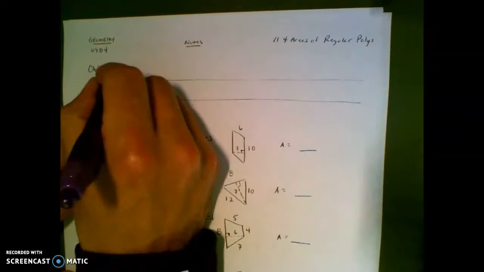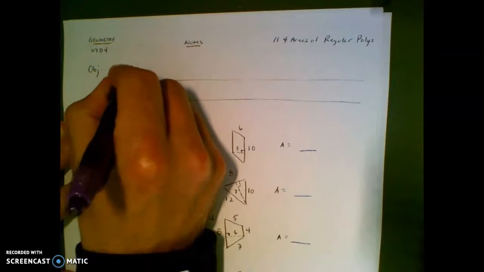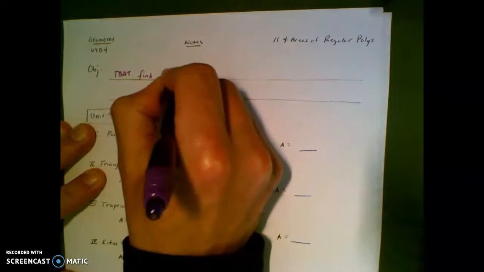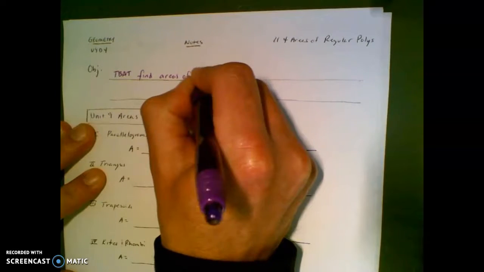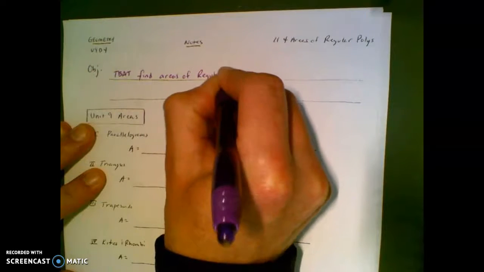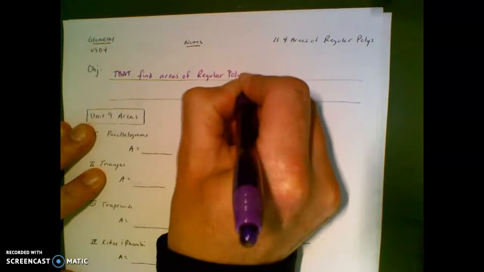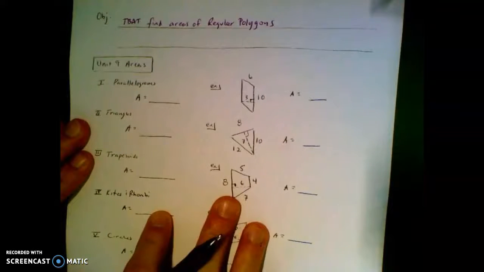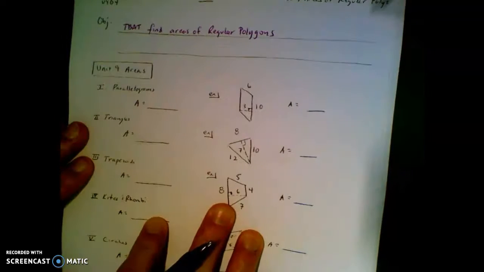So the objective for the day is to be able to find areas of regular polygons. Initially, right on the first part of the notes here, I have all the shapes we've done so far, and I'll review each one of those with you before we move into the new information.